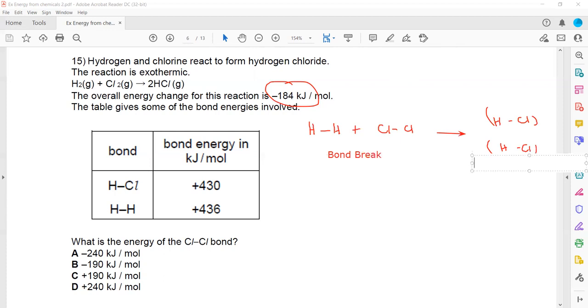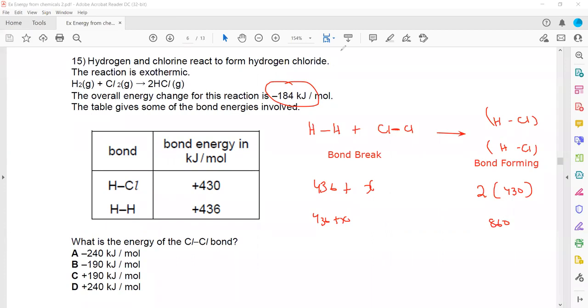The product side is bond forming. So the bond breaking minus the bond forming is the energy change. The bond breaking, hydrogen-hydrogen, is 436, plus the chlorine-chlorine bond, which we don't know, so we call that bond energy X. The bond forming is 2 multiplied by the HCl bond, that is 430. So this is 436 plus X, and this is 860.